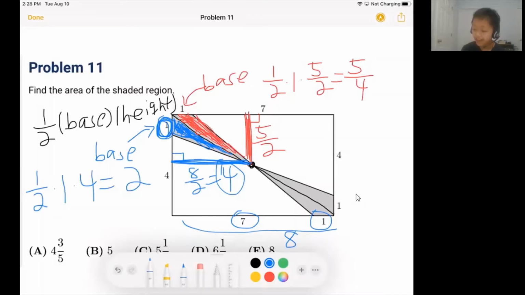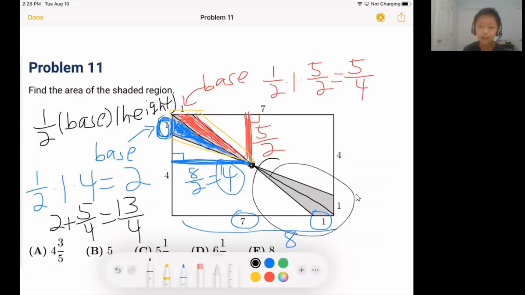So to find the area of this weird quadrilateral, this yellow thing, we just find the sum of the red and blue triangles. So you do 2 plus 5/4. That gives you 13/4. But we have to remember that there's also another one here. By symmetry, these two are going to have the same area, so you just double 13/4, and you get 13 divided by 2. And 13 divided by 2, if you convert it to a mixed number, is 6 1/2. That would be choice D, which is the correct answer.